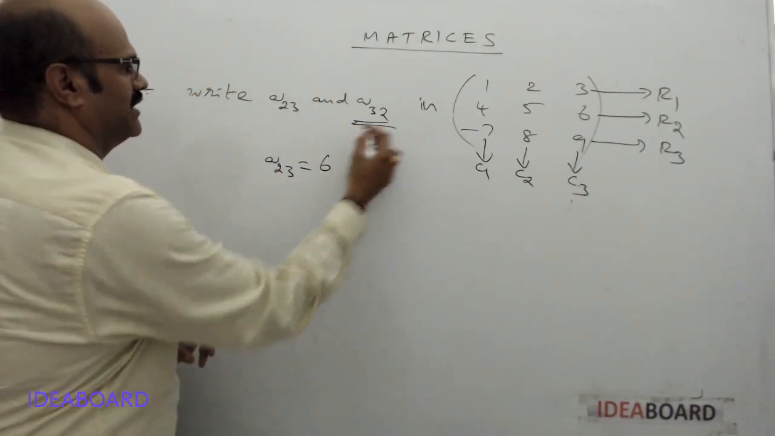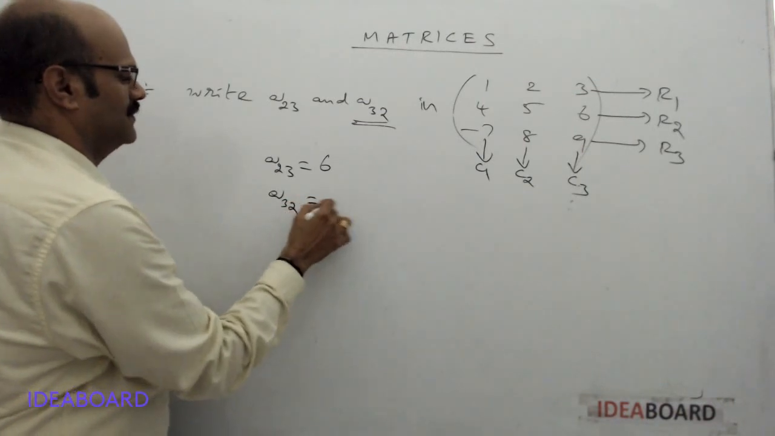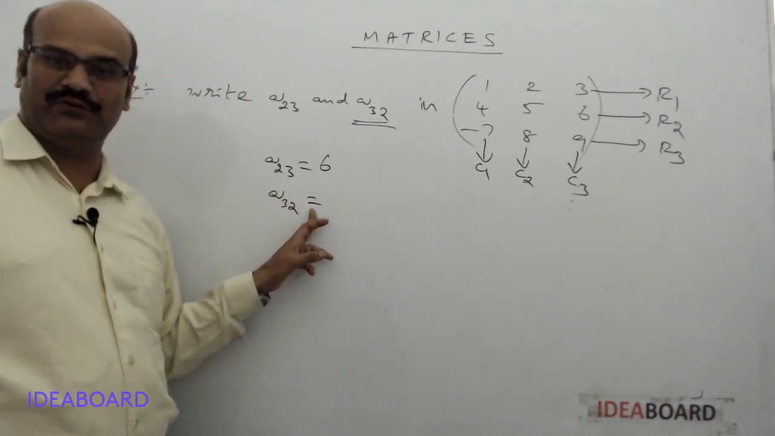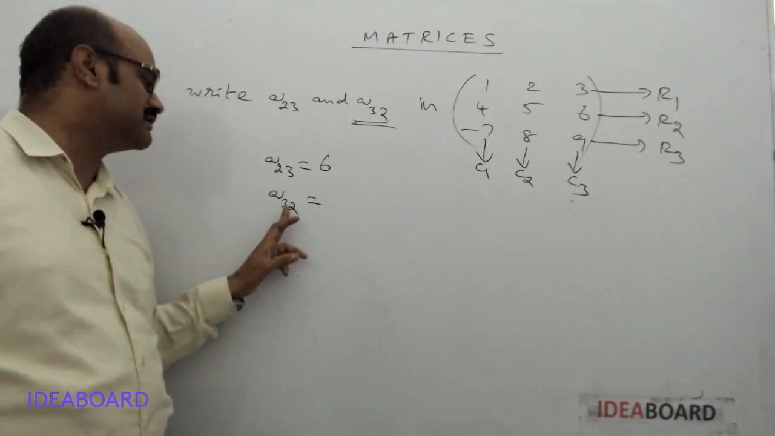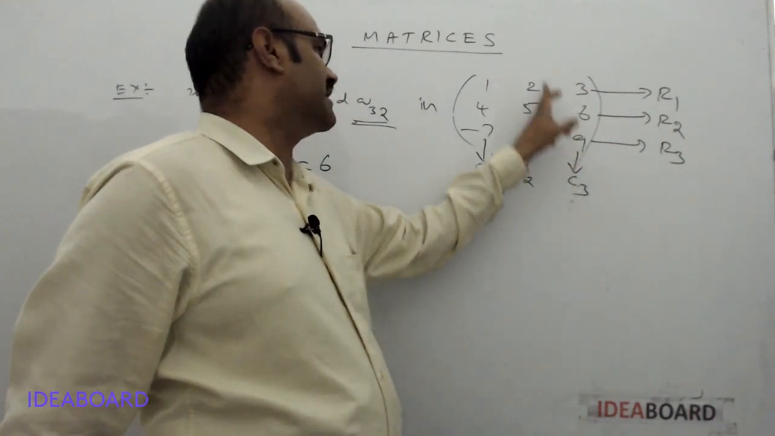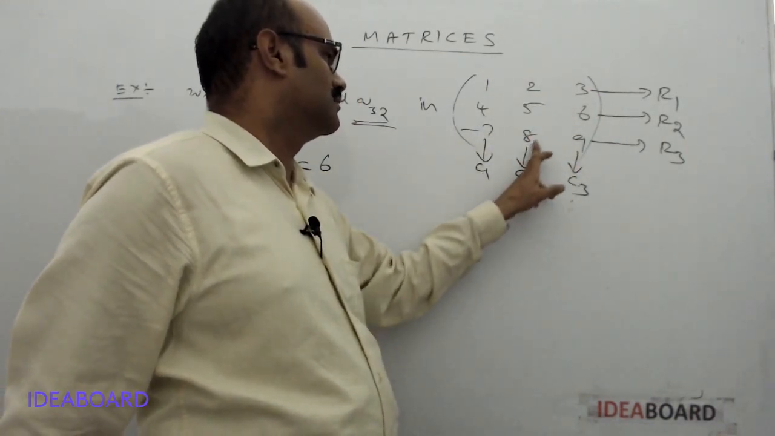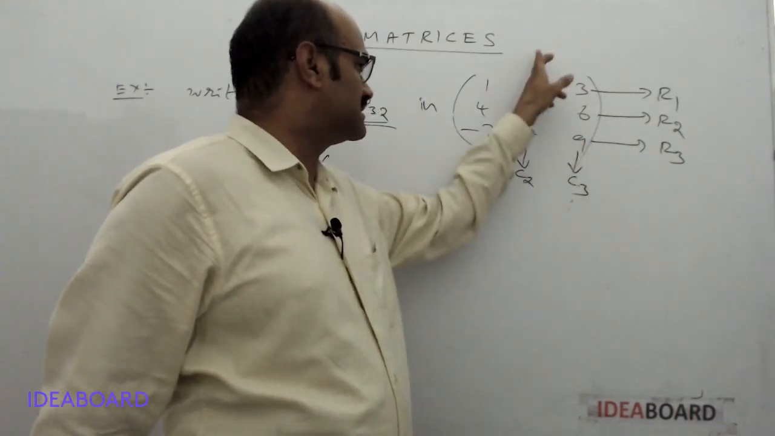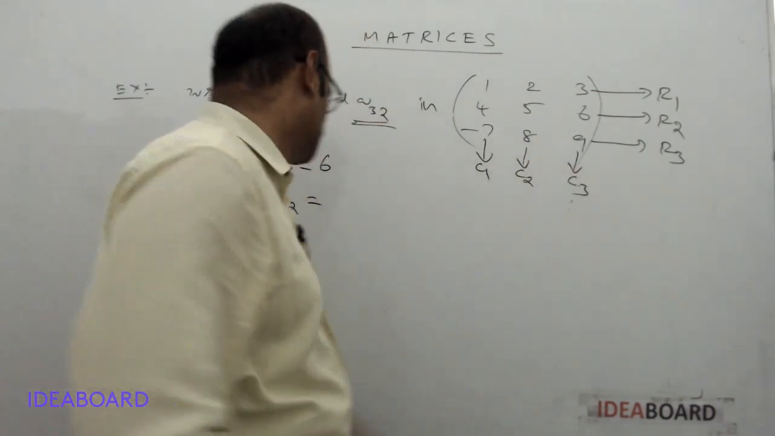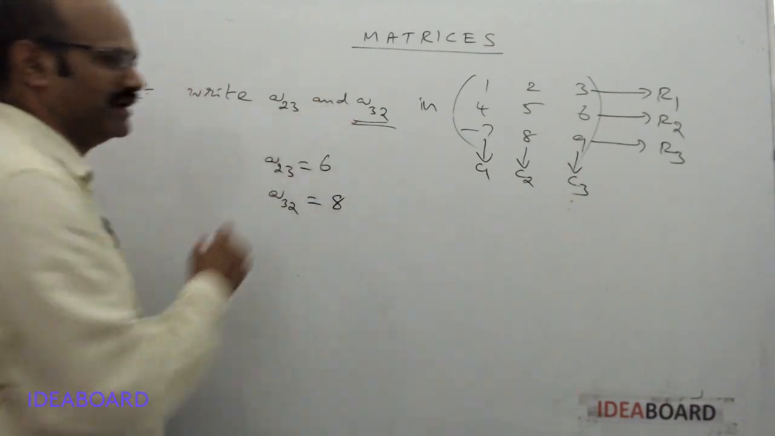Next we have A32. Here A32 equal to, this element A32 lies in third row and second column. The third row is this one. Second column is this one. So here third row, second column, the element is equal to 8. So A32 equal to 8.